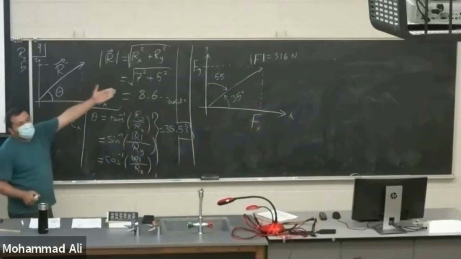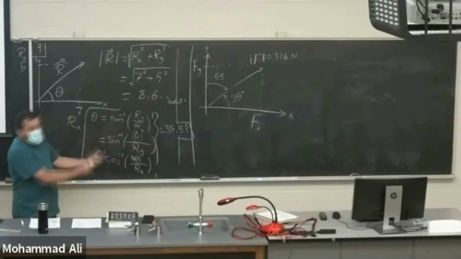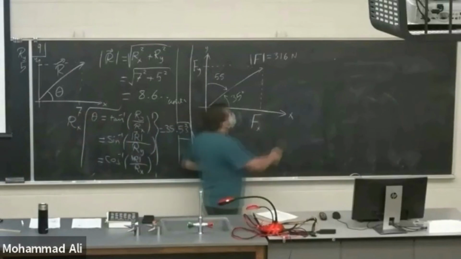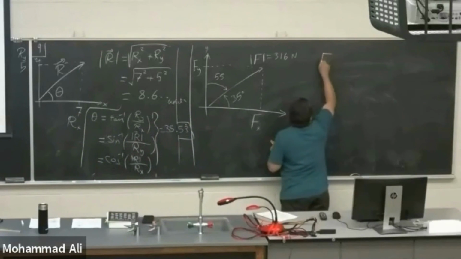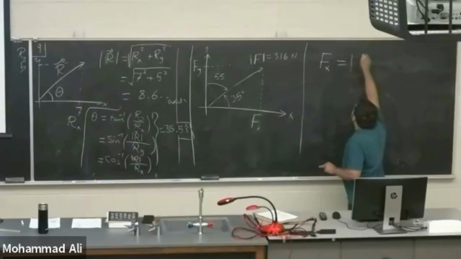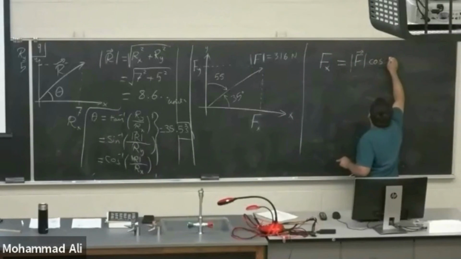Now, what do you expect I'll ask you about? Now I give you the length and the angle, the direction. You can find the components Fx and Fy. Fx, from math, is equal to the length of F cosine theta.